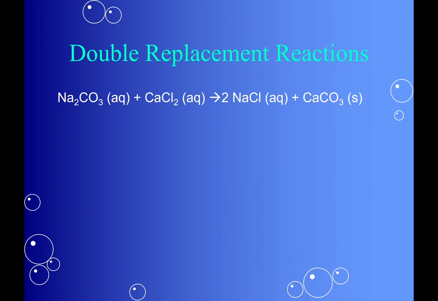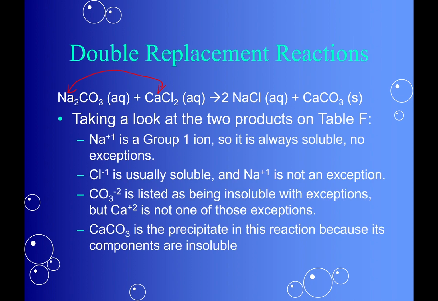Here's another example, again starting with 2 compounds, ending with 2 compounds, and we watch our 2 cations swap places with each other. Calcium comes in and bonds with the carbonate, sodium comes in and bonds with the chlorine. Looking at these 2, trying to determine which one's going to be aqueous and which one's going to be a precipitate. Again, sodium is a group 1 ion, it's always soluble, no exceptions.